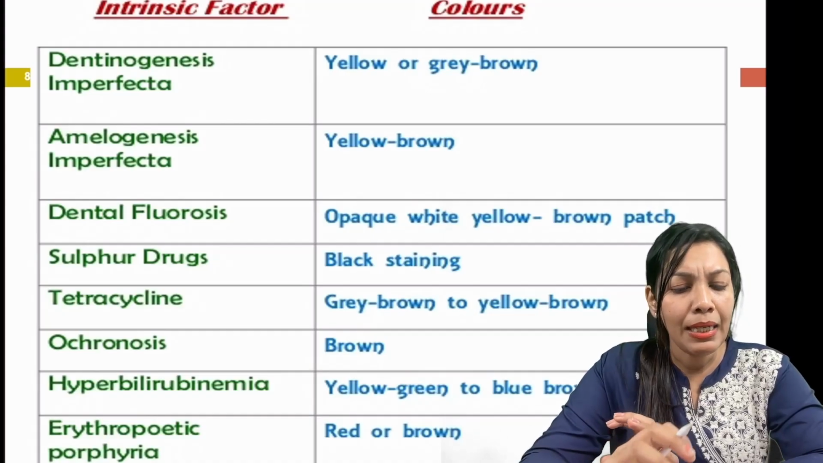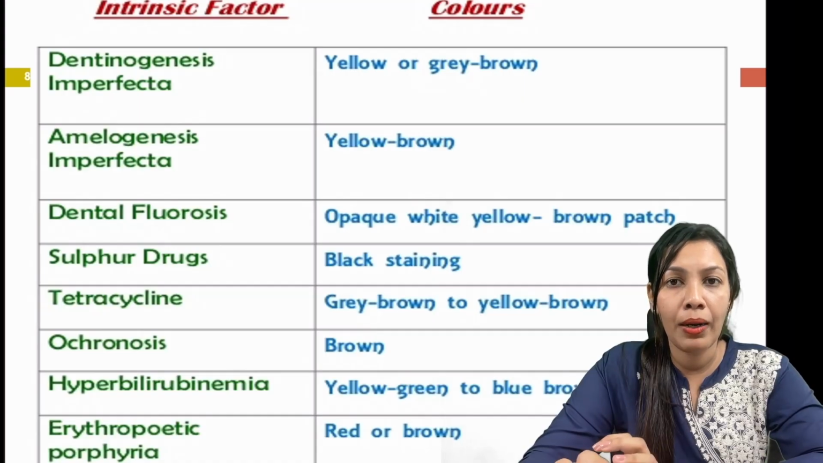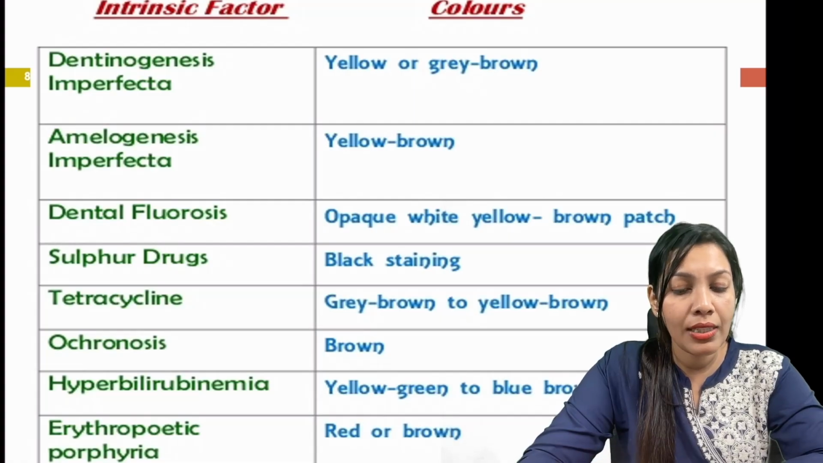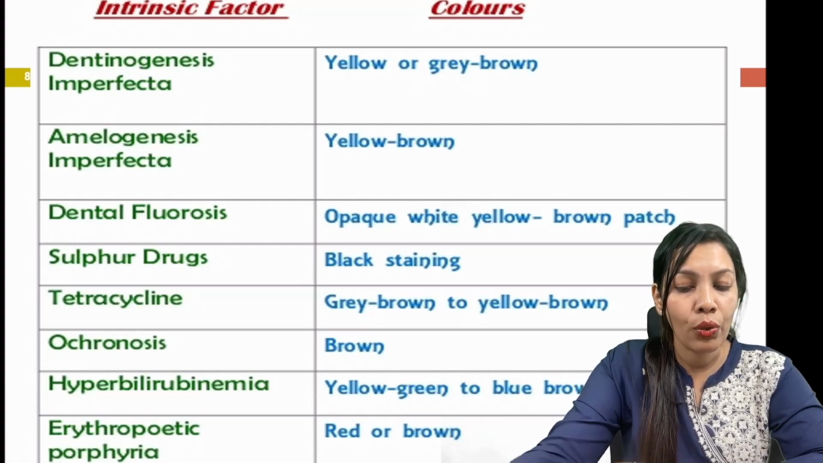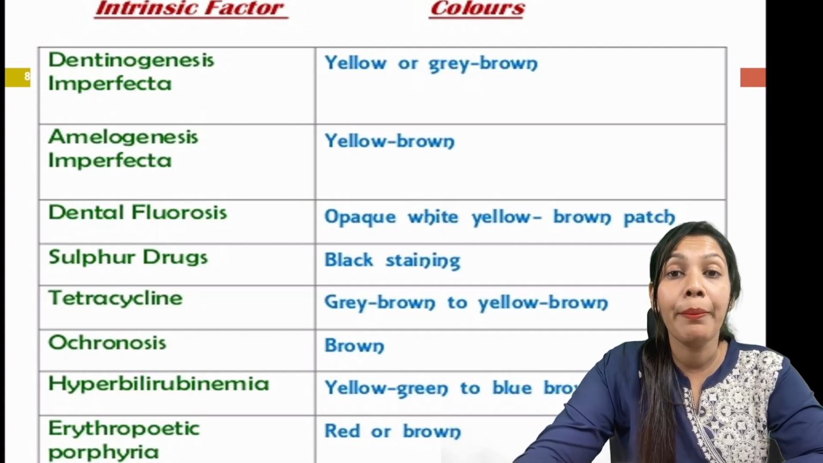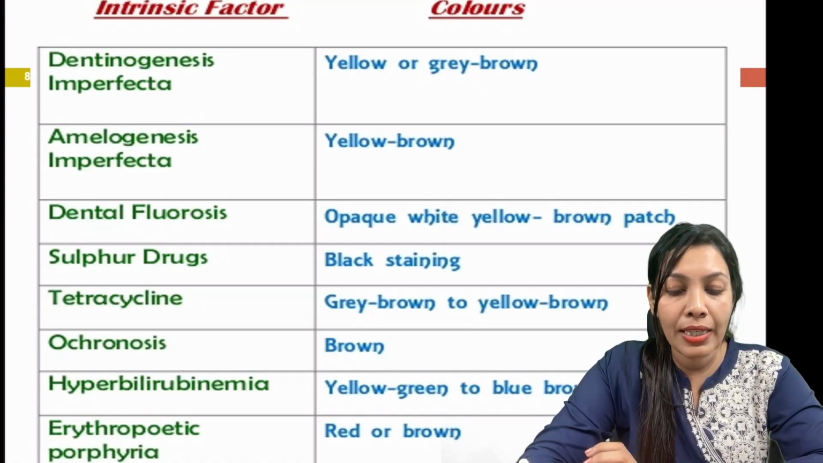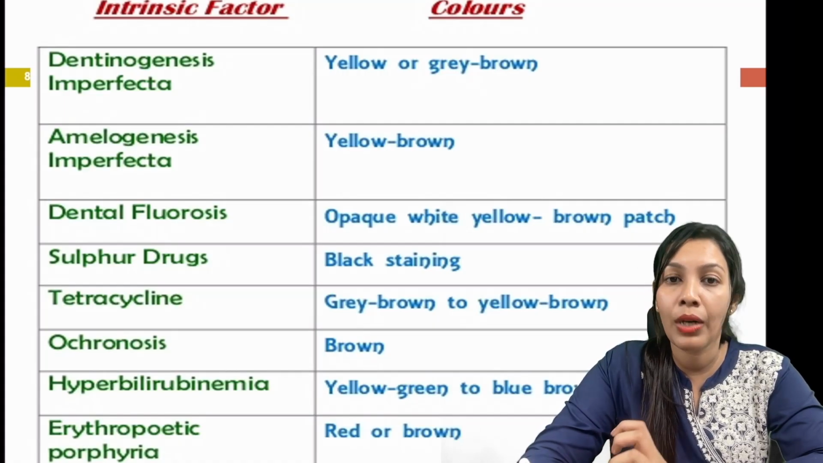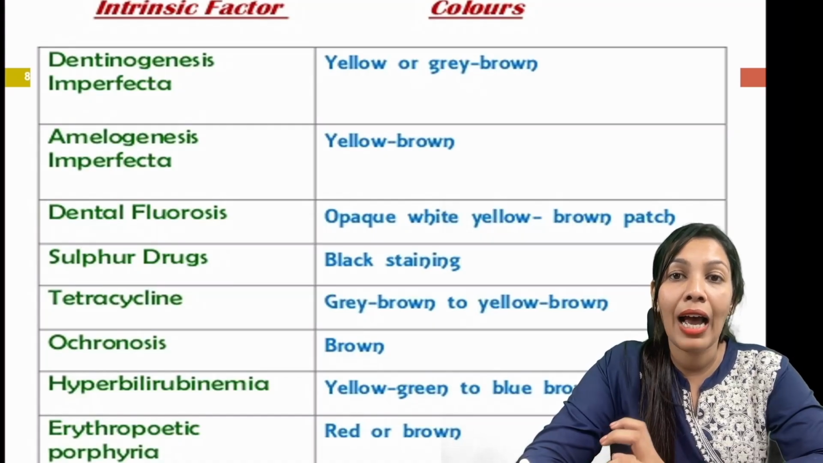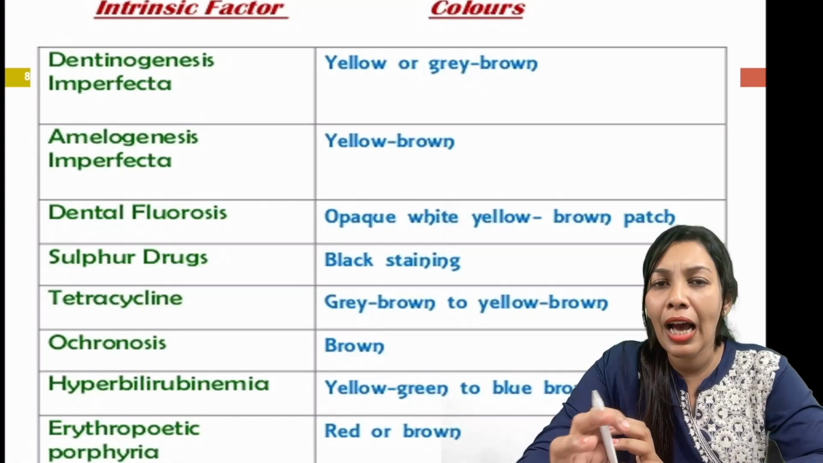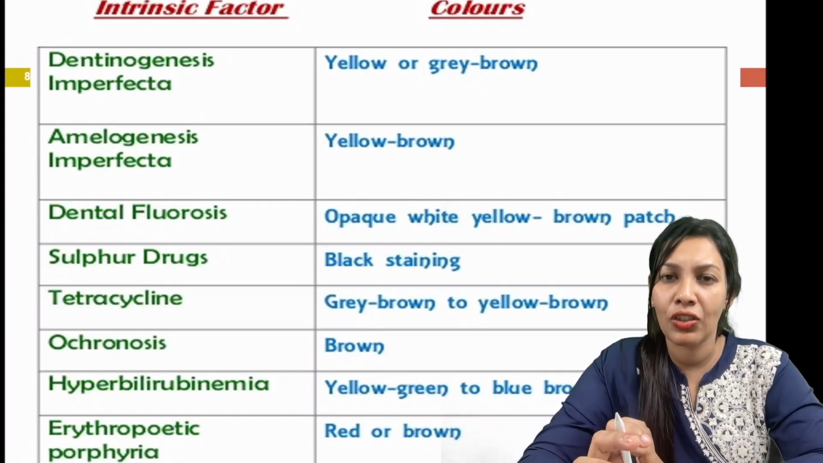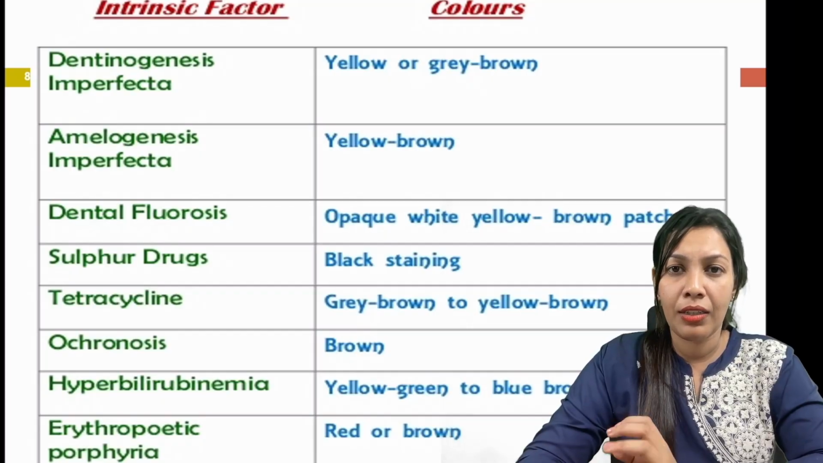Now, certain peculiar features of peculiar diseases. First is dentinogenesis imperfecta. In dentinogenesis imperfecta, the tooth often shows a yellow or gray-brown color. Amelogenesis imperfecta has a yellow to brown color. In fluorosis, it will have a yellow patch, and some opaque or hypocalcified structure, like in this view of the fluorosed tooth.